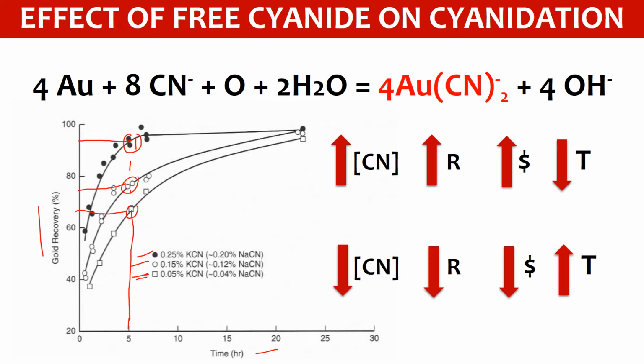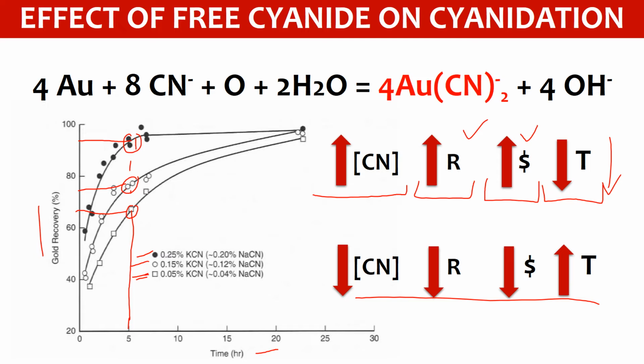But we said we need to take care of the economics. When you increase the cyanide concentration, definitely your recovery increases. However, your costs also increase, which you don't want, but also your leaching time, or residence time, goes down, and the opposite is true. So you need to balance your recoveries and your residence time in order to have an optimum cost and an optimum concentration of cyanide to add, depending on the nature of the ore.